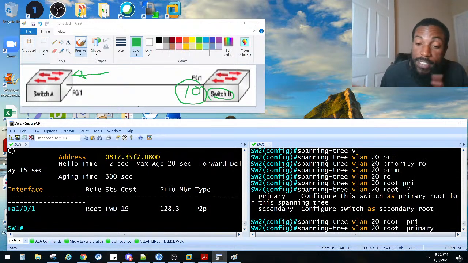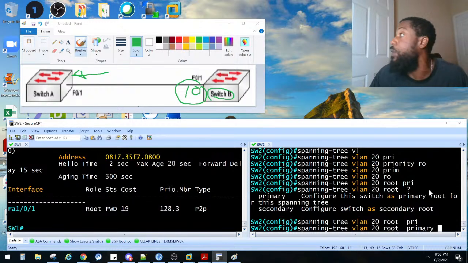So it's two ways to set the root bridge for a specific VLAN. You could either set it by priority by typing in a number, 4096 or any number that is an increment of 4096, or you can use the primary root keyword.